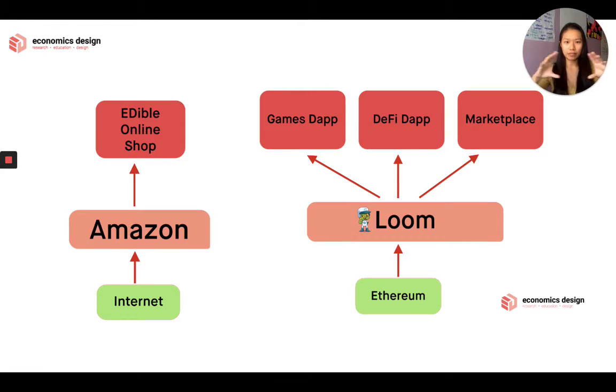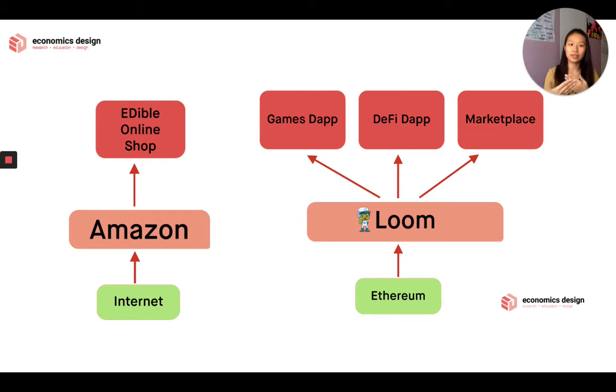Loom is like a platform where it has all the infrastructure ready. Developers just sit on it and develop. So it's similar to Amazon in the way that it's a platform ready with infrastructure. You just use the infrastructure that you need and focus on designing and building. So back to the network effects.